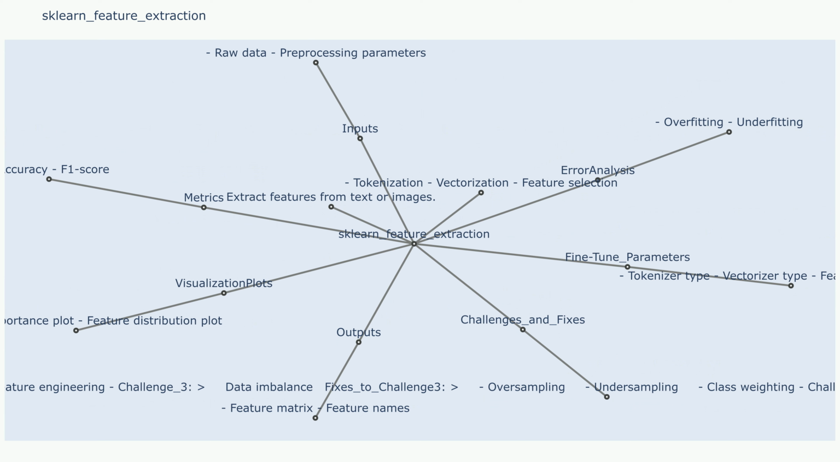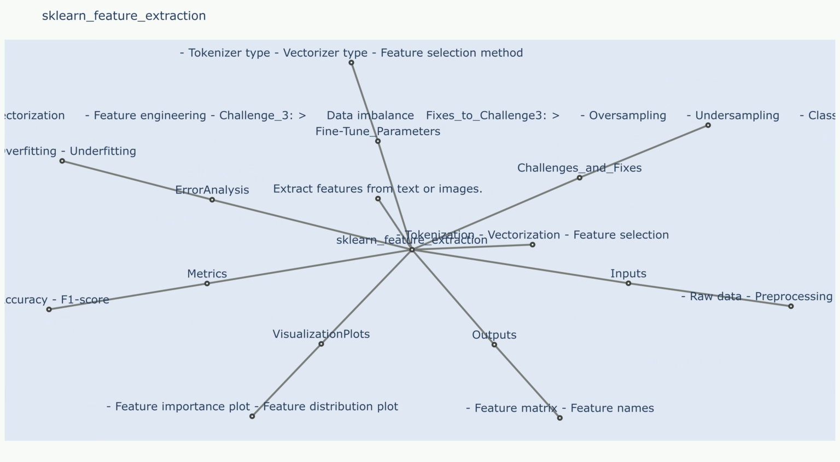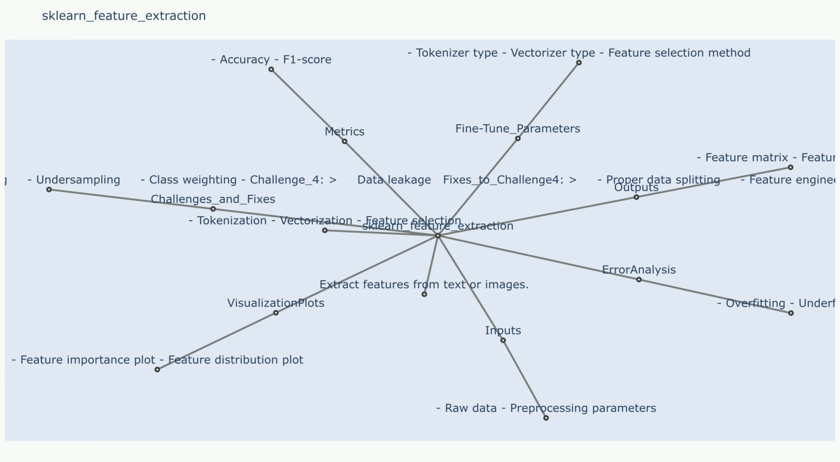Steps. Data preprocessing: this step involves preparing the raw data for feature extraction. It might include tasks like cleaning text data, scaling numerical features, or encoding categorical variables. Feature extraction: this is the core step where the chosen method is applied to extract the desired features. Feature transformation: optional in some cases. The extracted features might be further transformed for better performance. This could involve dimensionality reduction techniques like PCA or feature scaling.